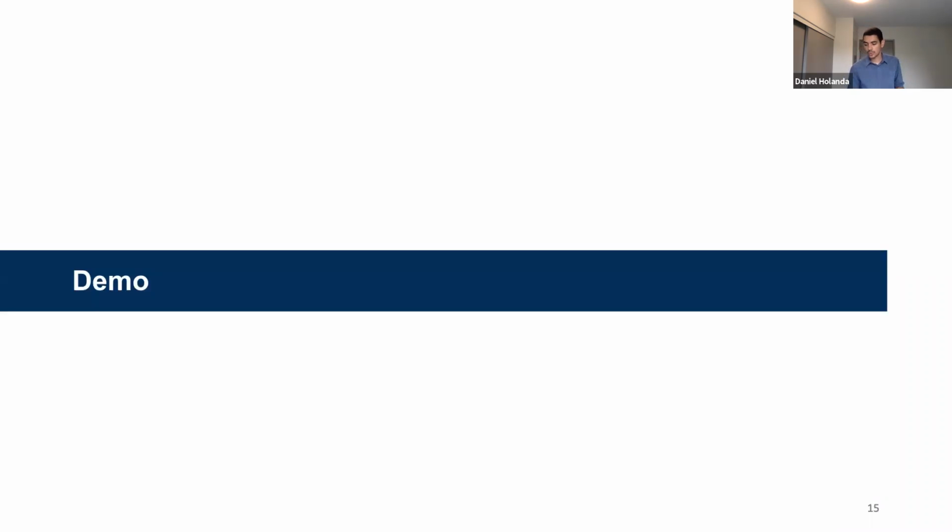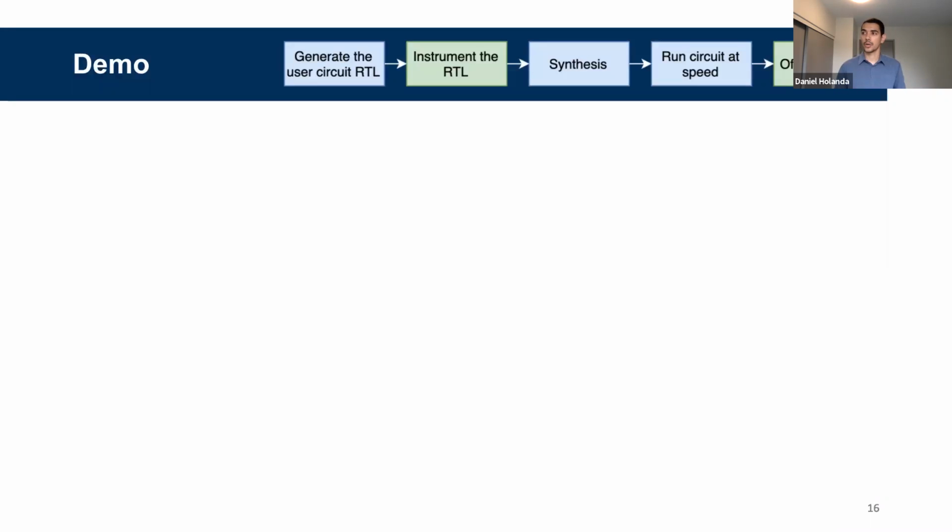So to make this presentation a little bit more dynamic and to really make sure that you understand the process, I decided to add a quick demo here. And in this demo, I'm basically going to go over the 5 different steps that we need to go through in order to perform on-chip debug.